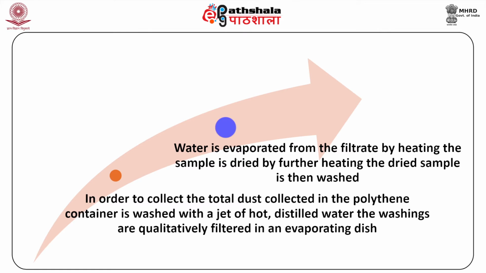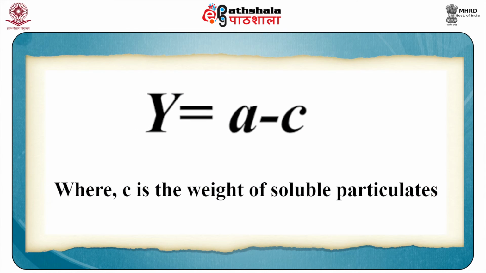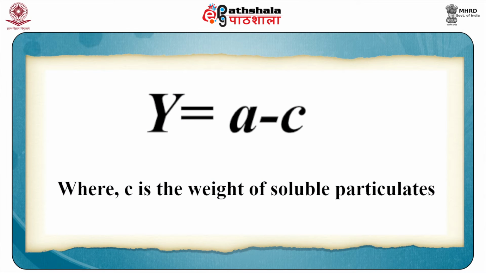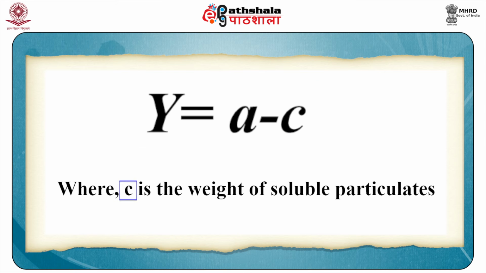Water is evaporated from the filtrate by heating the sample and is dried by further heating. The dried sample is then washed, and the amount of water insoluble dust is calculated. Y is equal to A minus C, where C is the weight of soluble particulates.